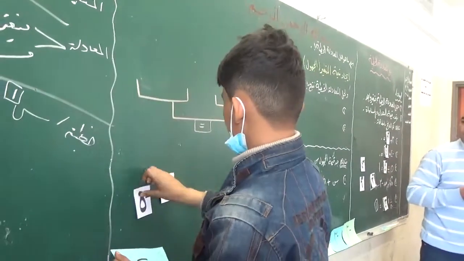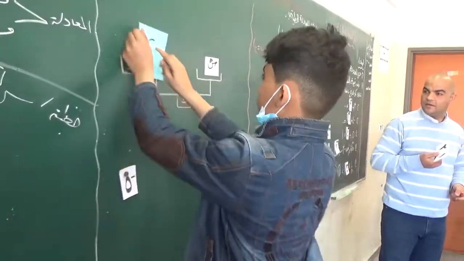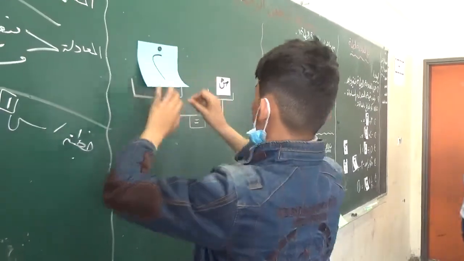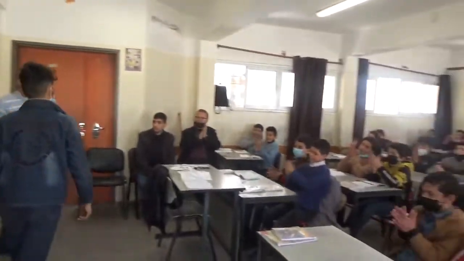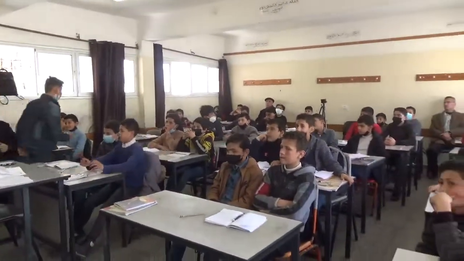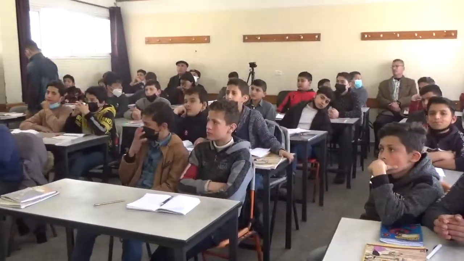The student replaced 2 by 7 minus 5. What do you think? Is it right? So, great. Clap to him. x equals 2.